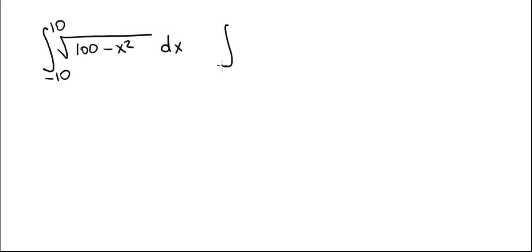Let's evaluate the definite integral from minus 10 to 10 of the square root of 100 minus x squared. Now, so far in Calculus 2, we learned the technique of finding these definite integrals by first finding an antiderivative of the function we are integrating. Let's call this antiderivative capital F of x.